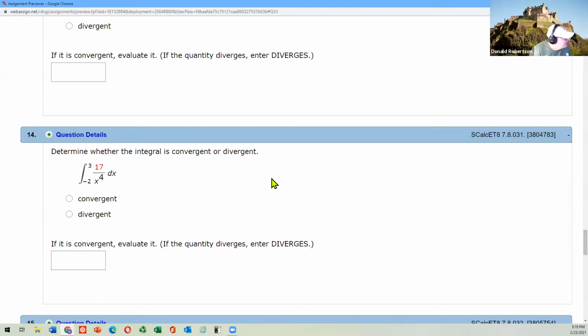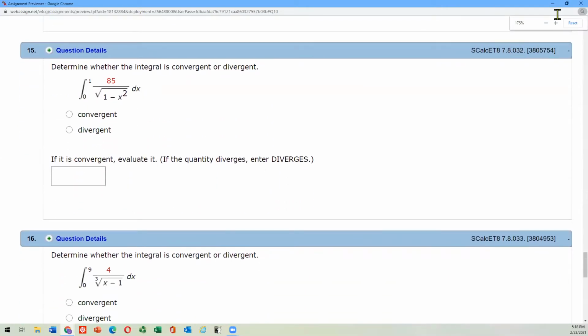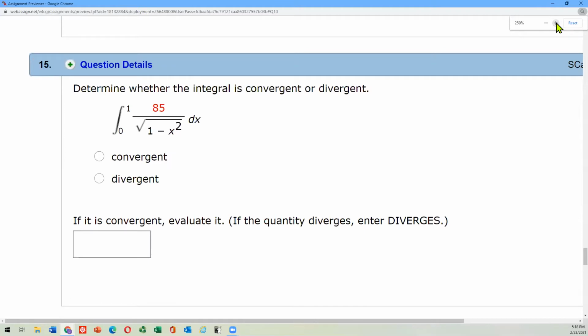Okay, let's show you question 15. So I'll write it down. It's the integral from, in my case, 0 to 1, and it's 85 on the top. And it's got the square root of 1 minus x squared below it. And bear with me for a moment. I'll return back to our usual whiteboard. Here we go. Right.